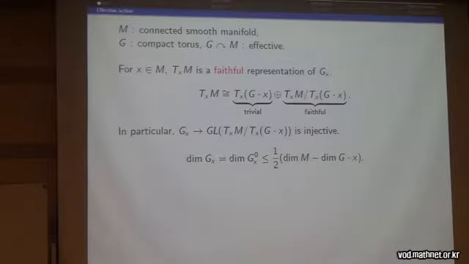So we have this inequality, and this inequality can be simplified to the following: the dimension of the torus plus the dimension of the isotropy subgroup is less than or equal to the dimension of the manifold. So we focus on this inequality and consider the extreme case.